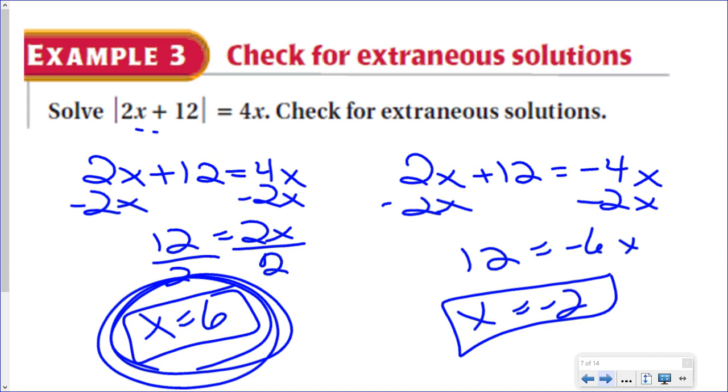if you take -2 and put it in place of the x, you'd get -8 on the left. On the right, I'm sorry, on the right, if you take -2 and put it in place of x, you'd get -4 plus 12, which is 8. So -8 does not equal 8. Therefore, this answer you throw out because it's called an extraneous solution.